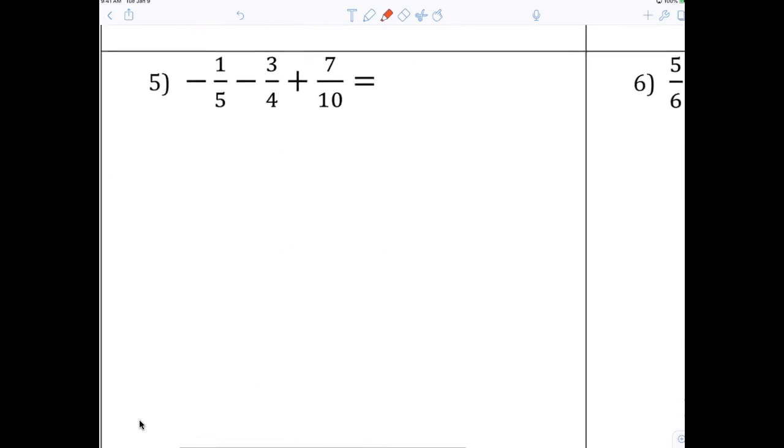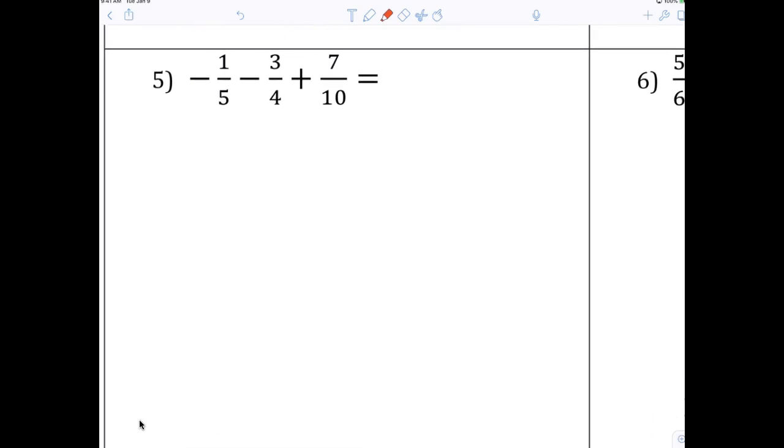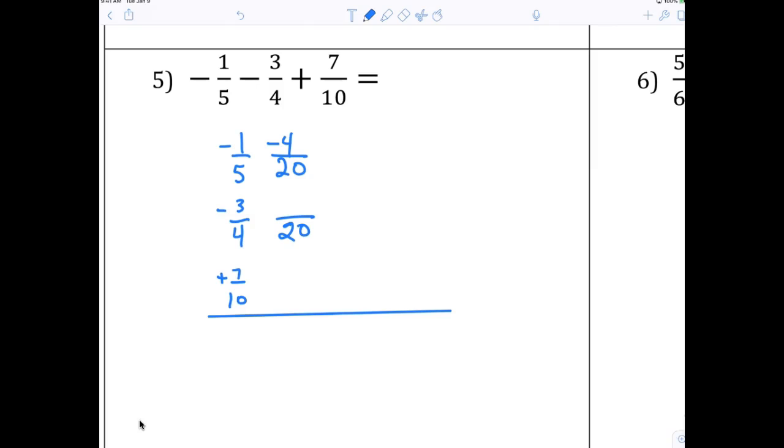Let's check out number 5. Now, we just have 3 fractions. So you're looking at this saying the common denominator is 20. So I'm going to rewrite it this way: -1/5 minus 3/4 plus 7/10. Now the common denominator is 20. So this becomes -4/20. This becomes -15/20. And this becomes 14/20. Anybody have a problem with that?